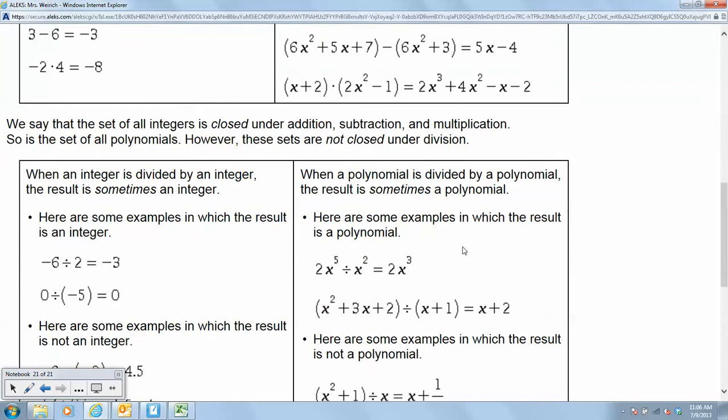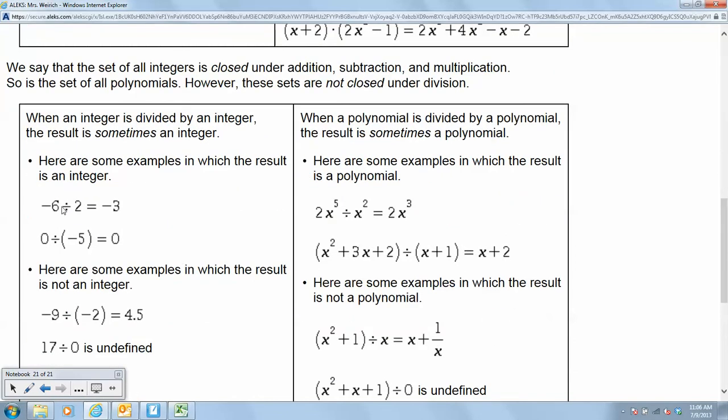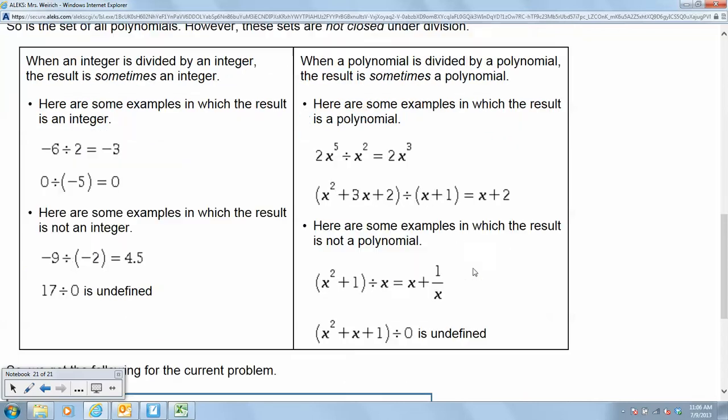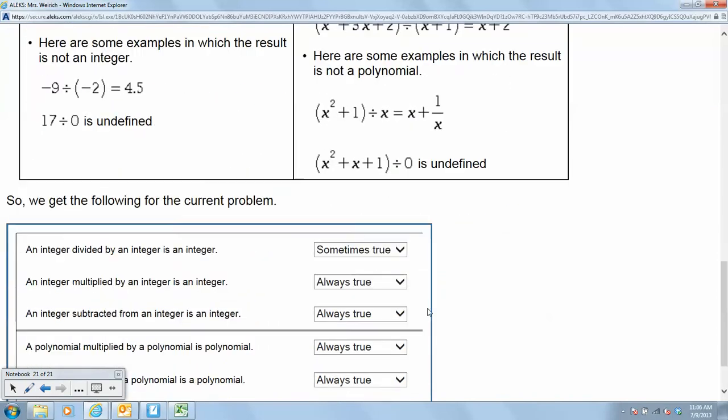However, it is not closed under division. For an example, if I take negative 6 divided by 2, I get negative 3. But if I take negative 9 divided by negative 2, I get 4.5, which is not an integer. And the same is true for polynomials. If I divide, I'm always going to end up with another polynomial if it works out evenly. But if it doesn't work out evenly, I could get things that are undefined or things that have a variable in the denominator, which would make it not a polynomial.